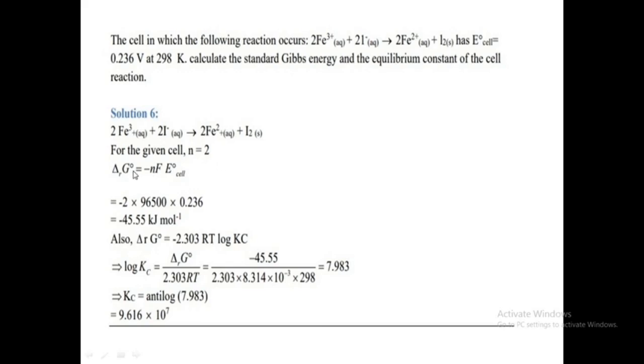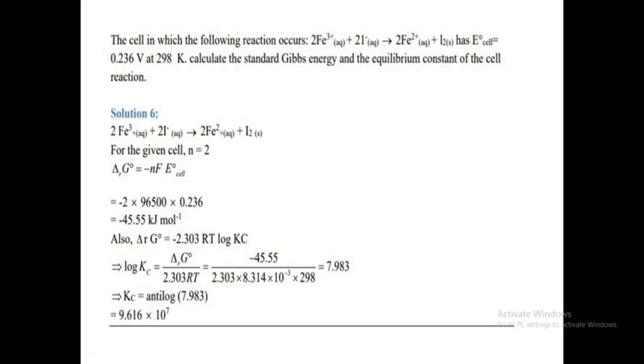Therefore delta G naught equals minus 2 into the value of F, which is 96500. Okay, and then the E naught cell is given as 0.236. So after calculating, we will get the value of delta G naught as minus 45.55 kilojoule per mole. So we have determined the standard Gibbs energy.